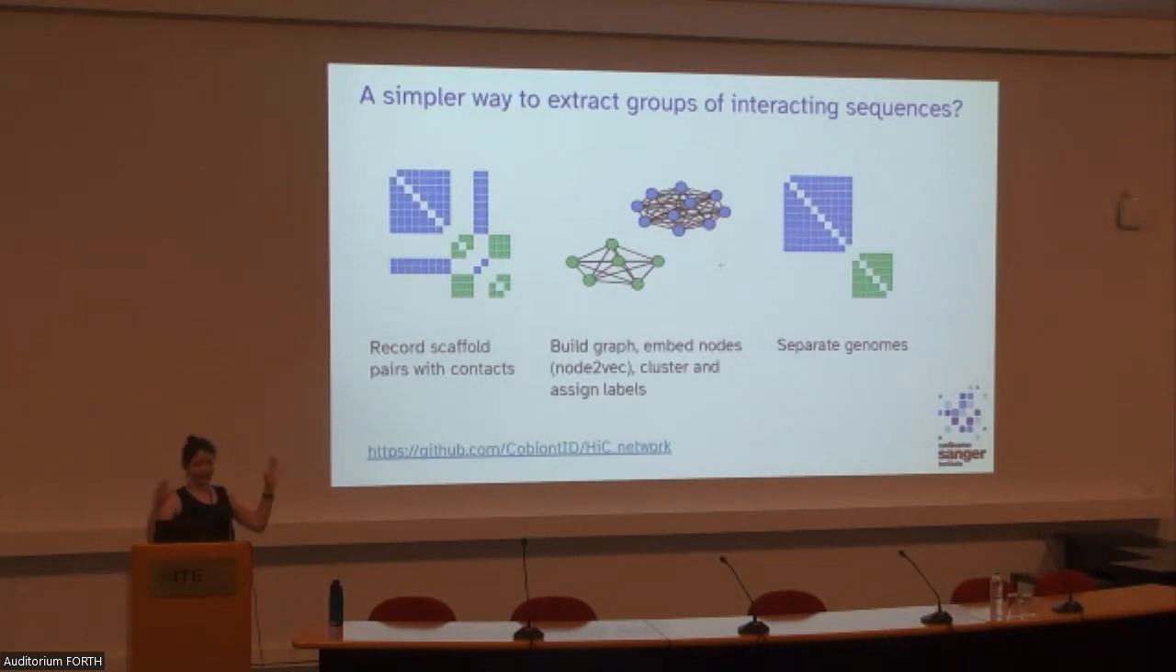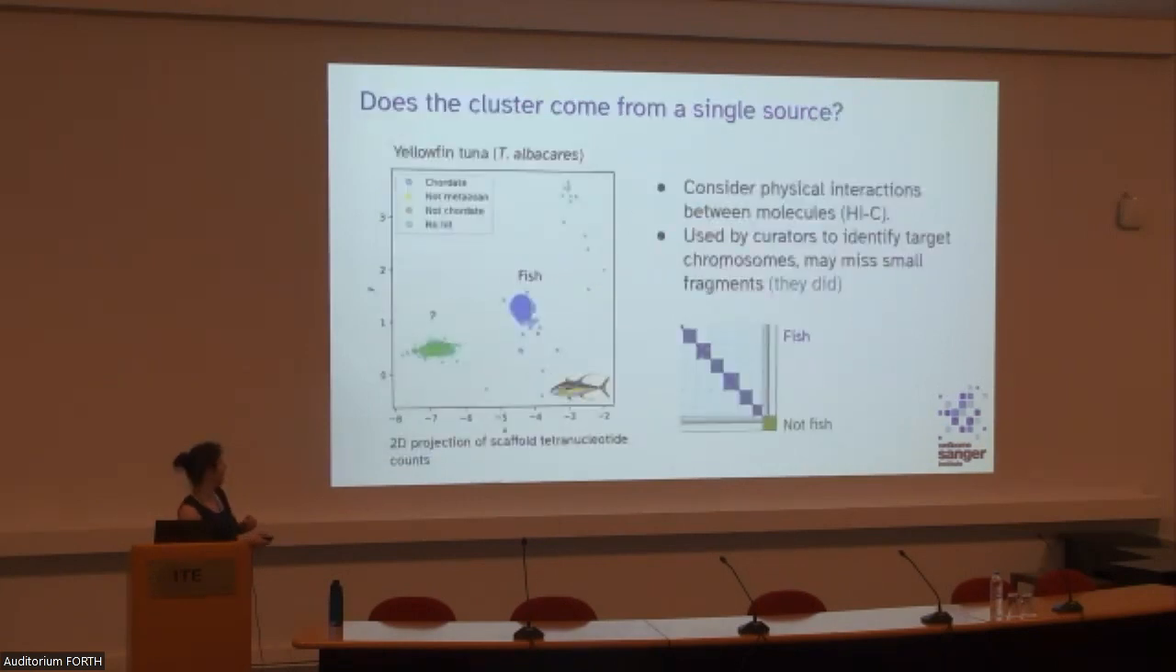If you had 2 components in the sample, and then I stuck that into a graph and embedded the nodes of the graph. So the nodes are the scaffolds in this case, generated some embeddings, and then attempted to cluster those. And if that clustering is successful, and this is unsupervised, by the way, you ought to then be able to pull apart the 2 separate genomes. And the method that I used to group the scaffolds in the graph is something called node-to-vec.